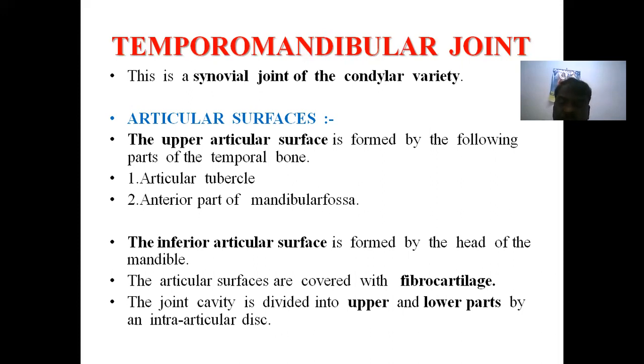Next, the inferior articular surface is formed by the head of the mandible, whereas the mandibular fossa of the temporal bone forms the upper articular surface. These two articular surfaces are covered by fibrocartilage. We can also identify that the joint cavity is divided into upper and lower parts by the intra-articular disc. So there is a fibrocartilage, the articular disc, which separates the upper and lower parts of the articular surfaces.